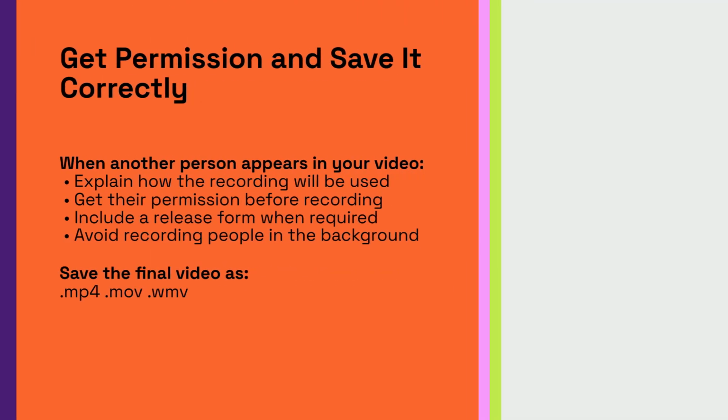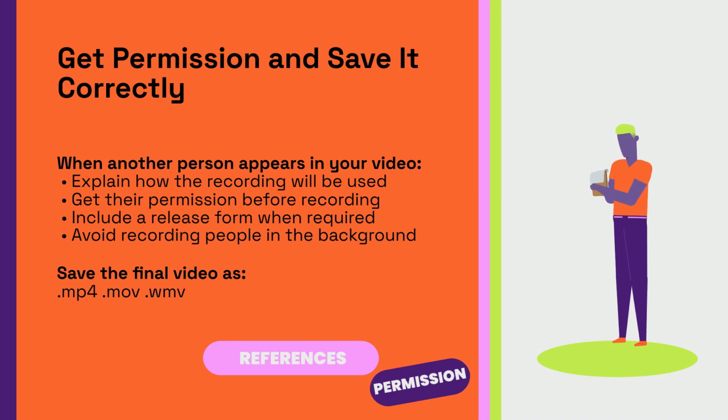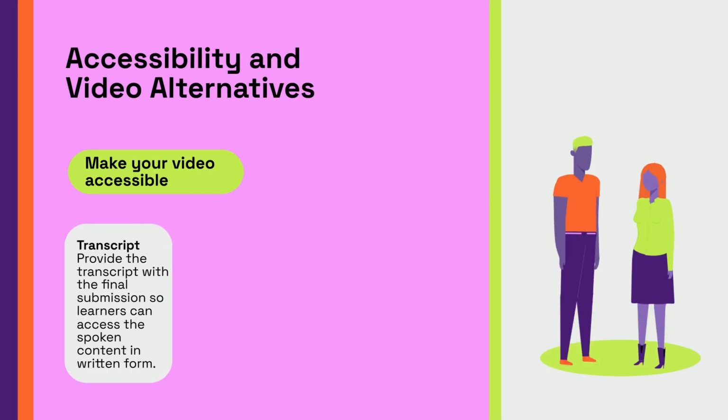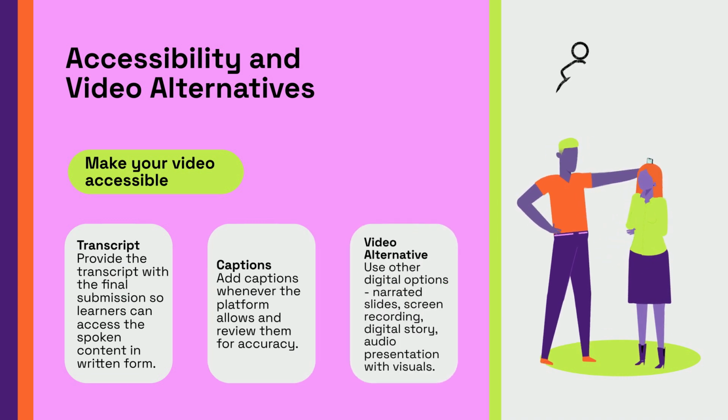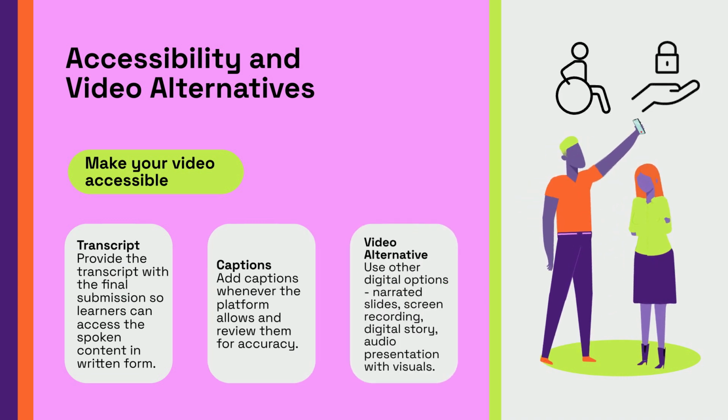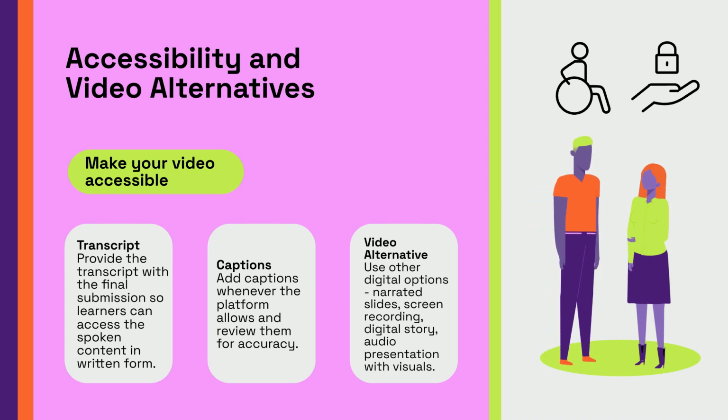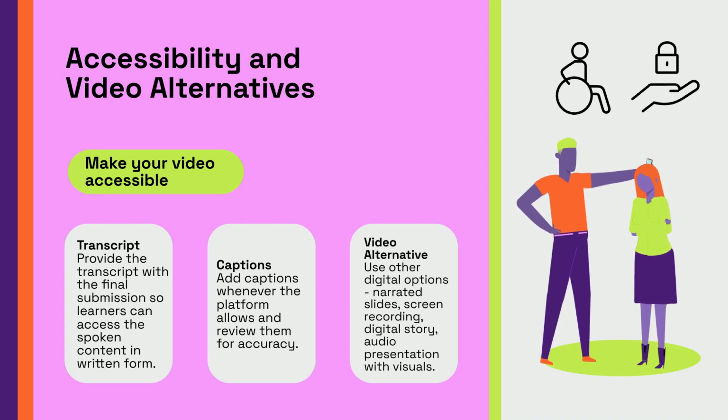Use your own original work whenever possible. Images, music, graphics, and video clips created by someone else must be in the public domain or licensed for reuse. Free sources may include Unsplash, Pexels, Pixabay, and the YouTube audio library. Record the title or description of each item and the URL where it was found. When another person appears in the video or participates in an interview, explain how the recording will be used and get permission before recording. Include a release form when required.